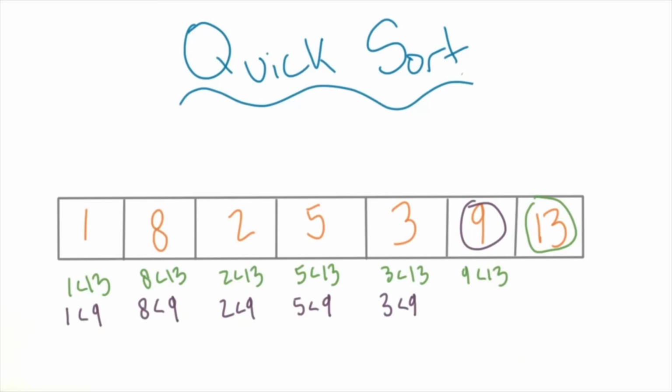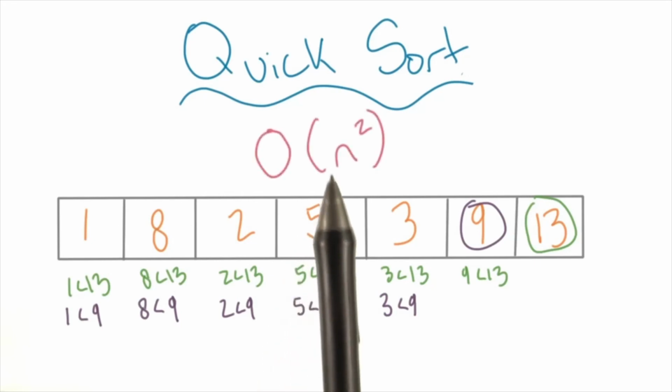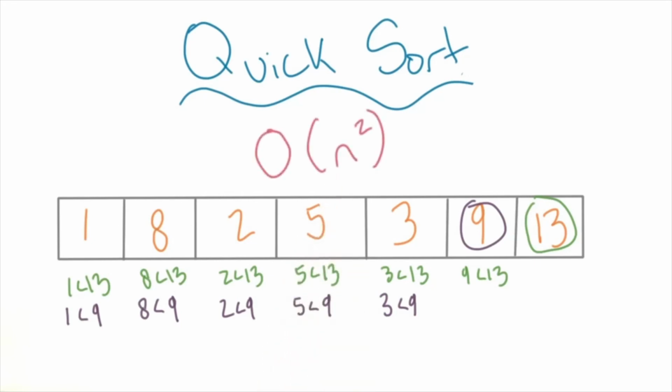Hopefully the number of comparisons here reminds you of bubble sort. Remember, in bubble sort, we would have to compare each element to the one next to it, again and again and again. Eventually we could leave off the ones that were at the end because we knew they were in the right place. The worst case of quicksort is exactly the same, which means that the worst case of quicksort is actually big O of n squared. For something called quicksort, that's a really terrible efficiency.